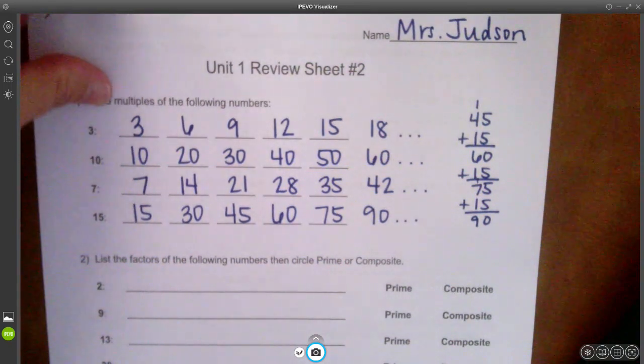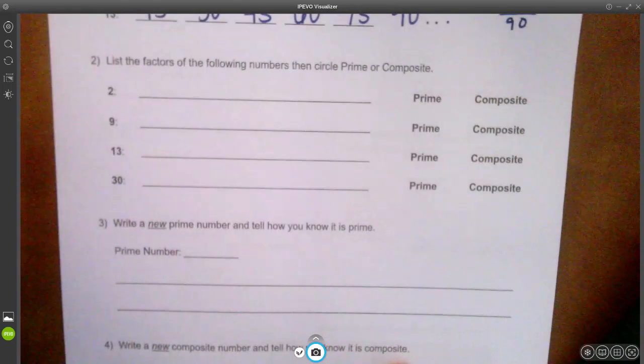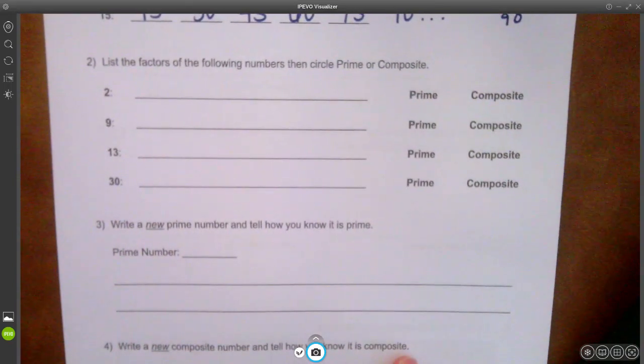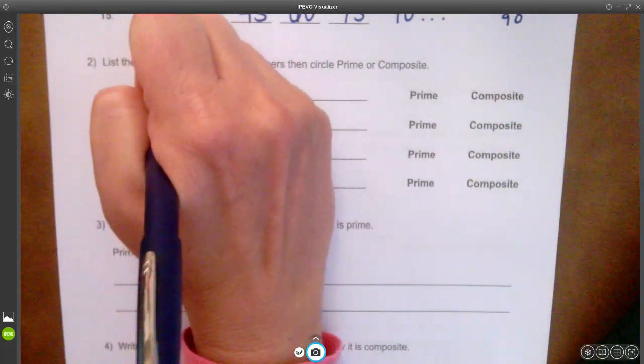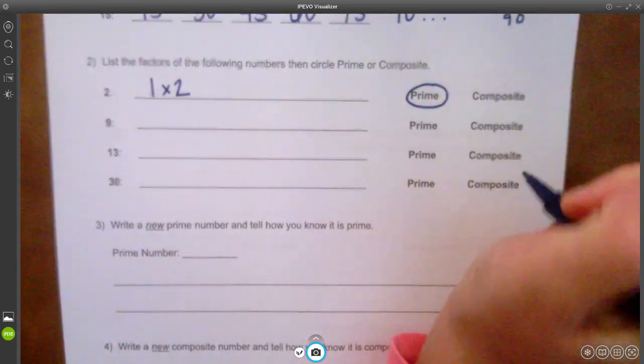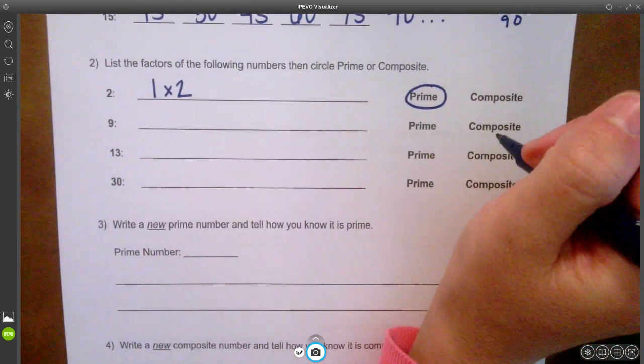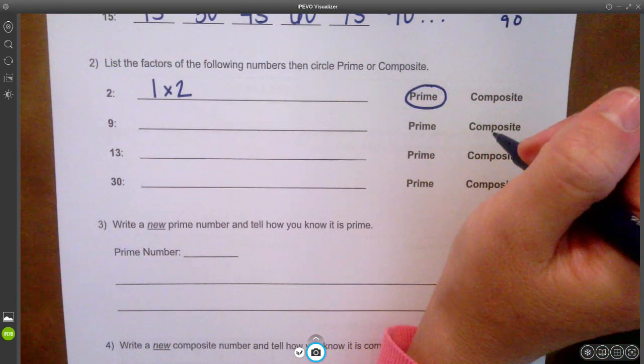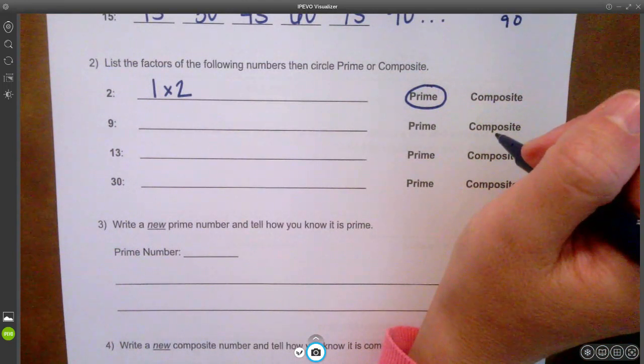All right, moving on. Factors don't go on and on forever. Each number has a very distinct or certain amount of factors. So think, what times what equals 2? 1 times 2 equals 2, which makes 2 a total prime number. 1, 2, prima donna.